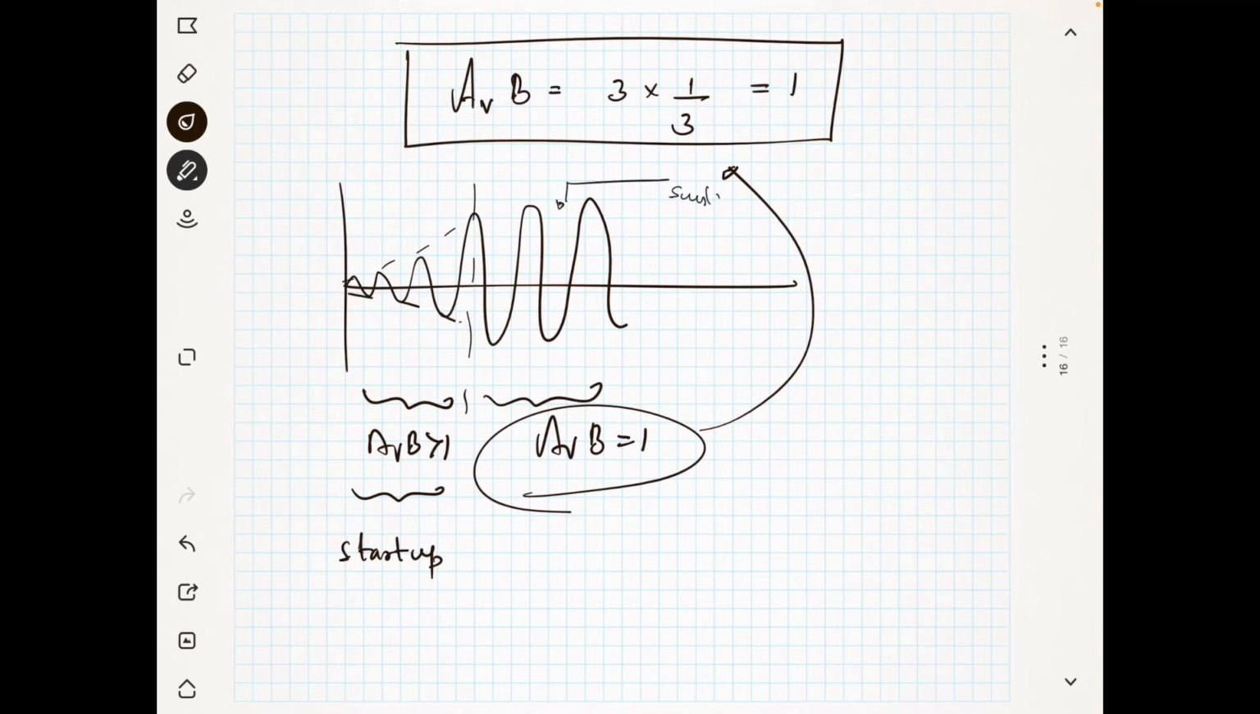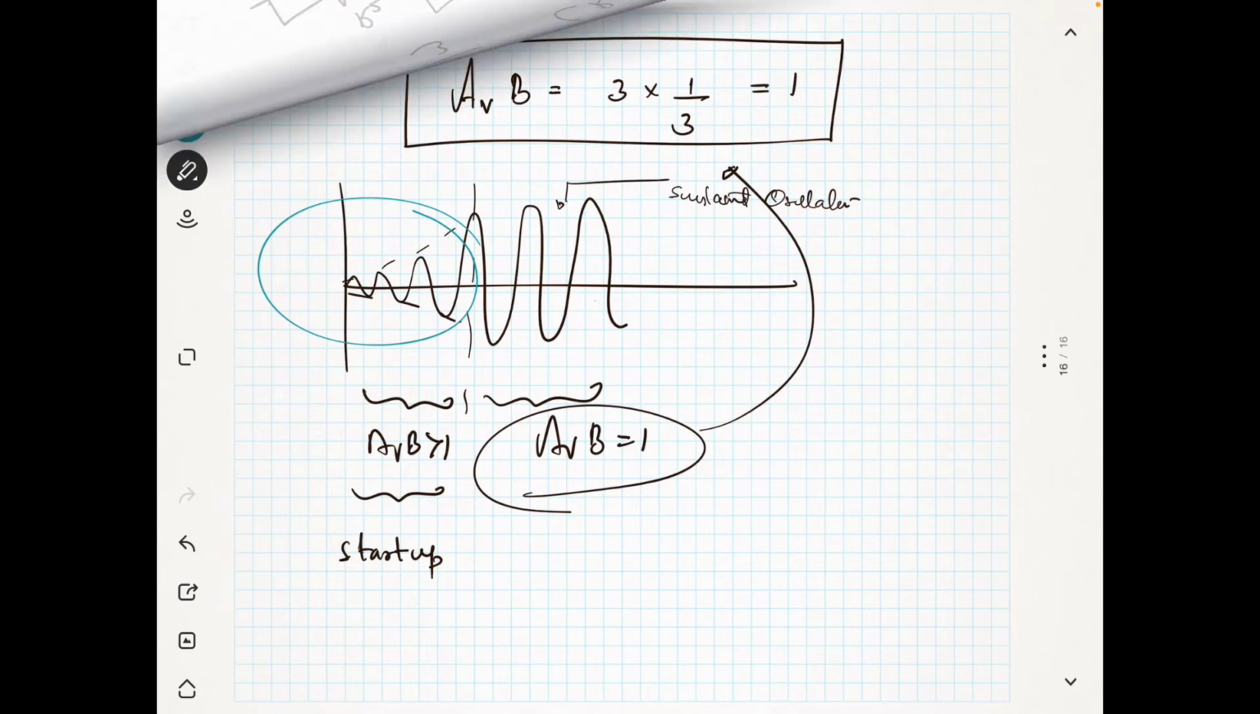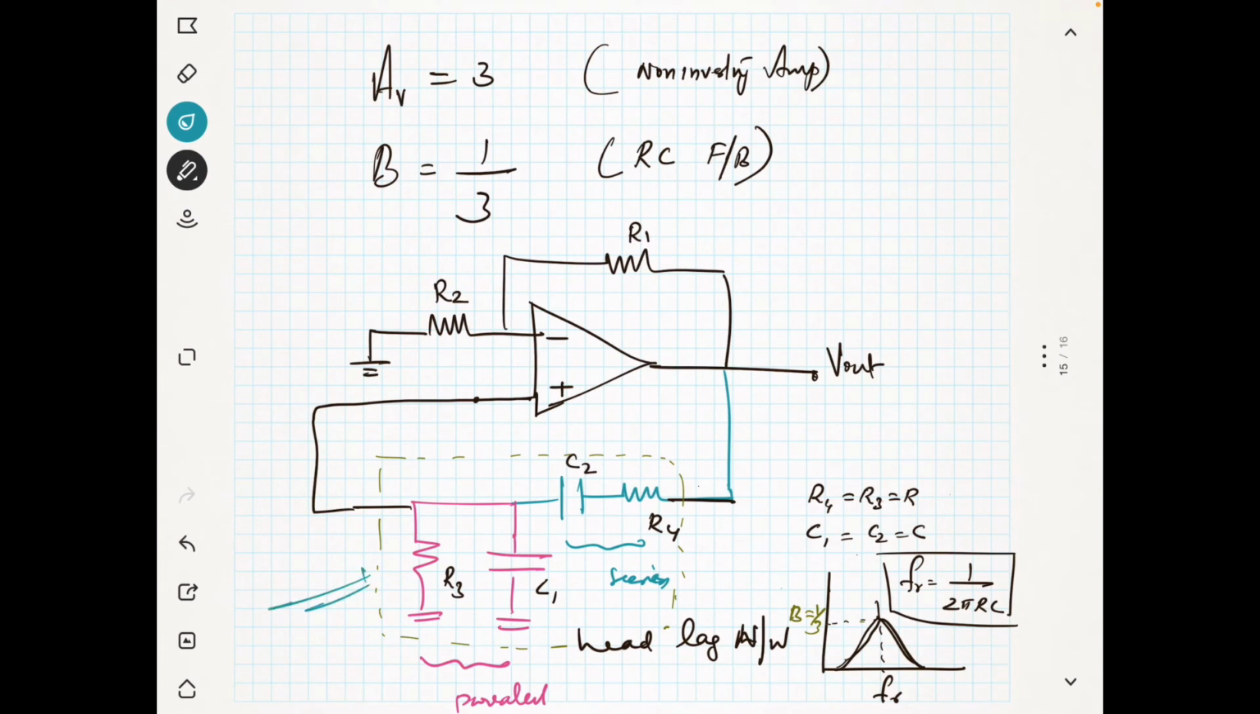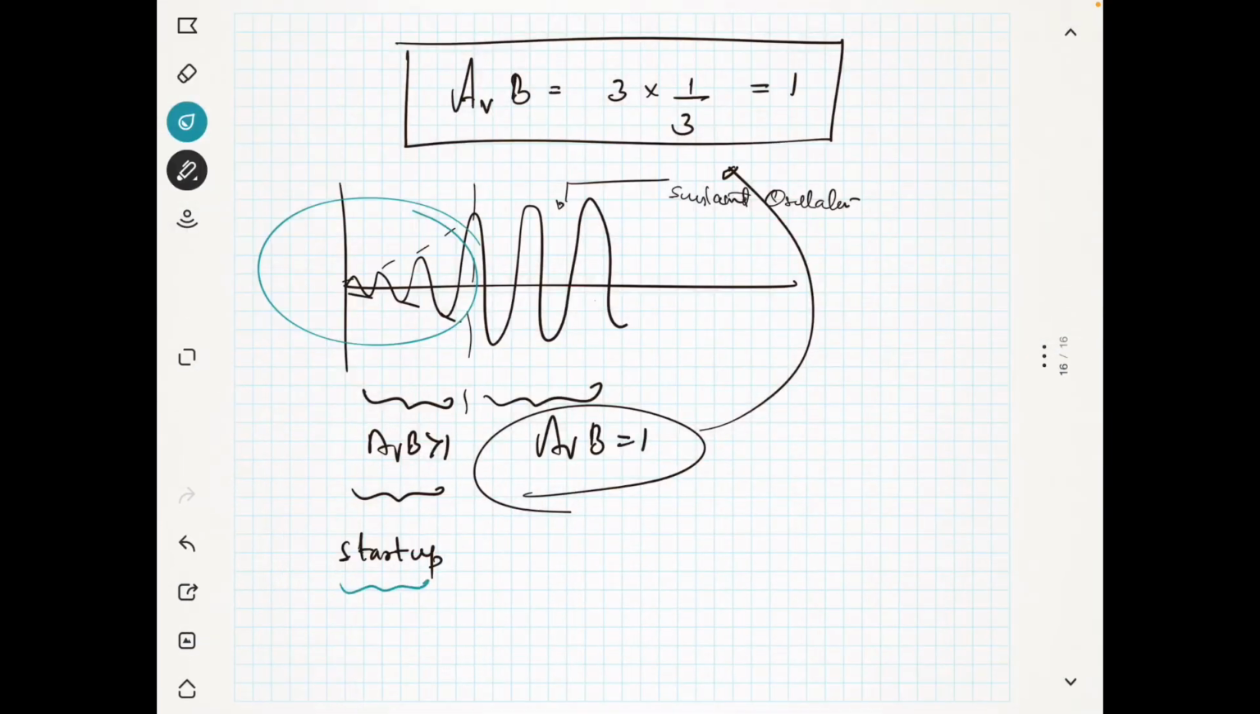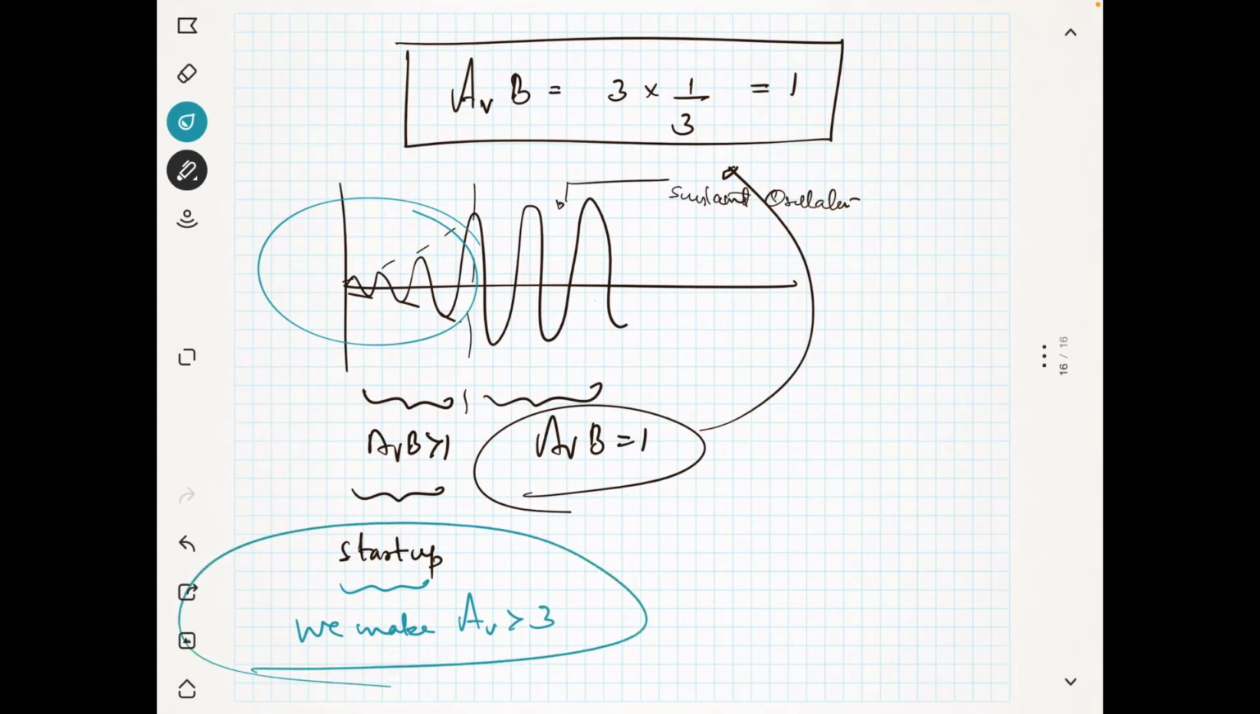We will call this sustained oscillations at the output. So what to do here actually at the initial stage, that we will discuss later. But we cannot play with this circuit because this circuit is fixed. So what we will do, we will play with the amplifier. That means at the initial startup we make AV greater than 3. How this can be done, that we will discuss later.